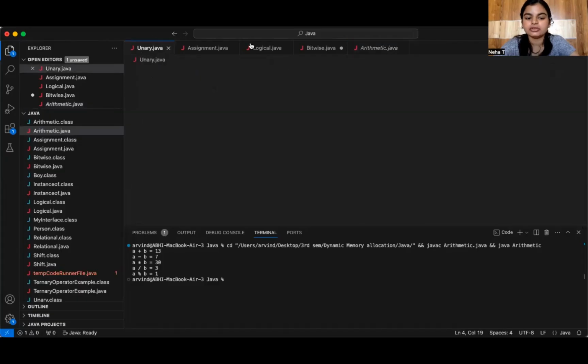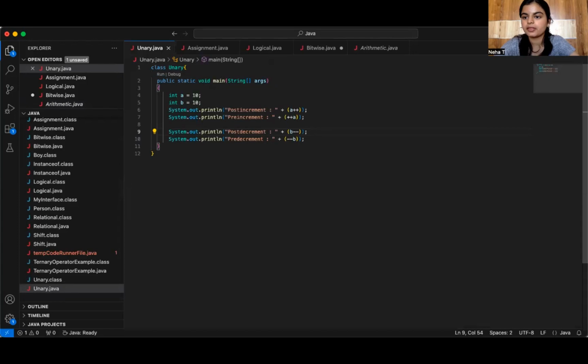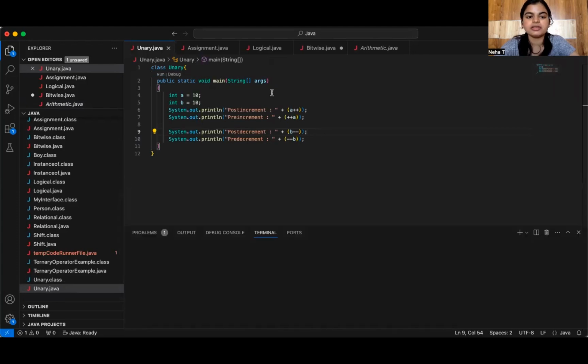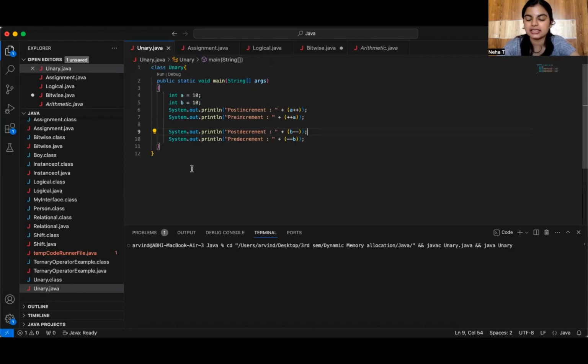So if we go to unary, the program here, we are initializing A as 10 and B as 10. Now post increment, what happens is A plus plus. What is the value we'll get? Post increment is A plus plus. So the value will be given first. 10 will be taken, and then it will be incremented to 11. It will be 10 plus 1.